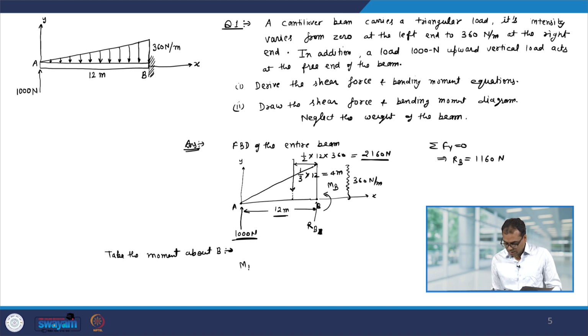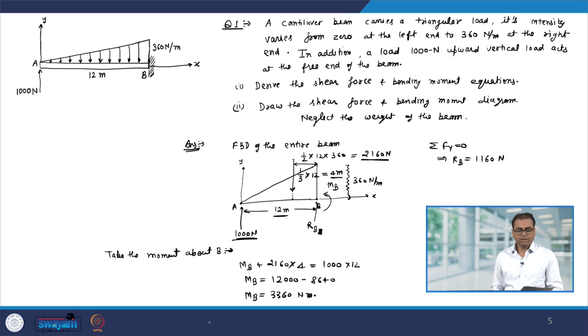So, we have MB plus 2160 multiply by the perpendicular distance we have just calculated, it is 4 meter, equal to 1000 into 12. So, this gives you MB equal to 12,000 minus 4 into 2160, which is 8640, and this gives you MB equal to 3360 Newton meter. So, these are all the forces that are acting.